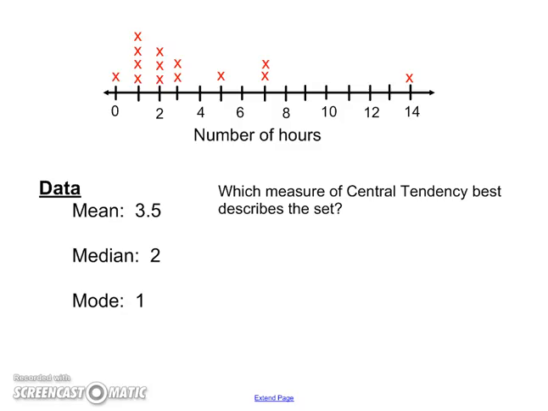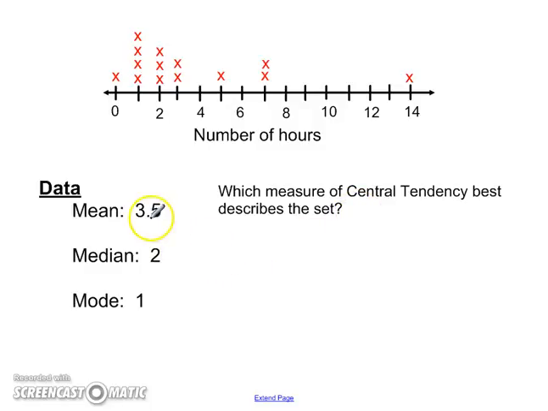Okay, awesome. So now, you'll notice this is the same data from the previous slide. This is the hours exercised by 14 people. And again, my data, I had 3.5 for a mean, median of 2, mode of 1. We had a range of 14, but in this particular case, we're not going to need the range. Which measure of central tendency best describes the set? My job at this particular point is to choose one of these 3 numbers that, in my estimation, best describes the whole set as a total.